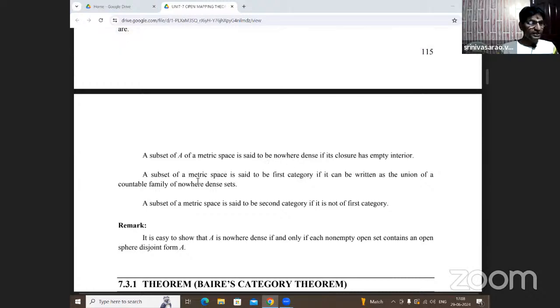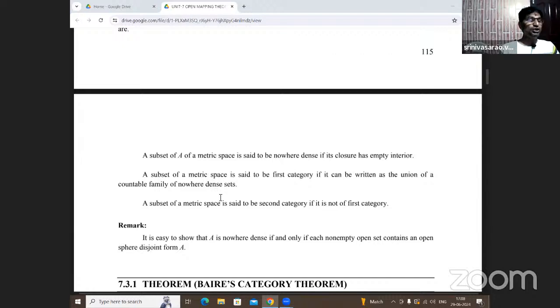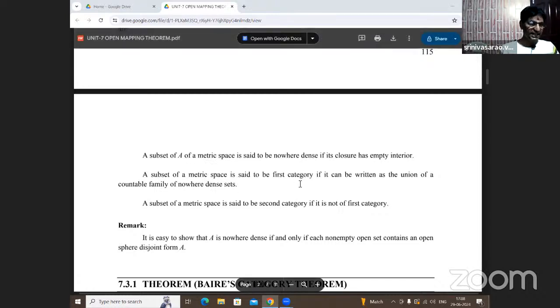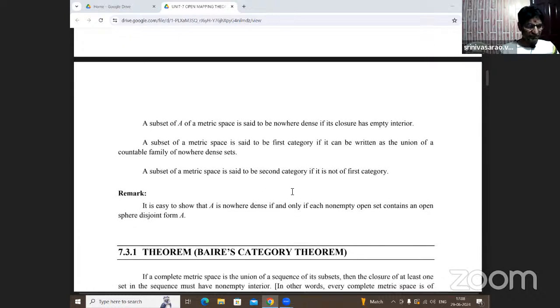Now, a subset of a metric space is of the first category. What is the meaning of first category? It is the union of a countable family of nowhere dense sets. If it is not of first category, that is called second category.